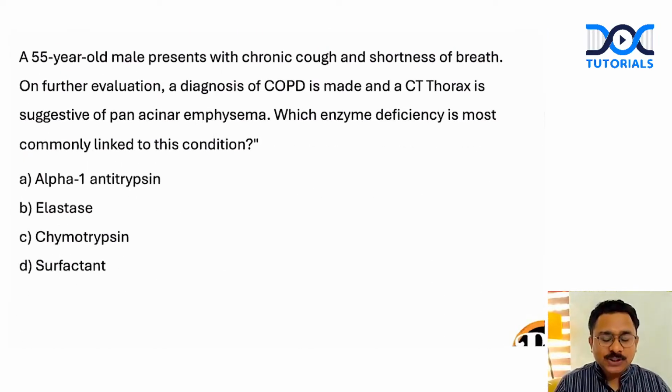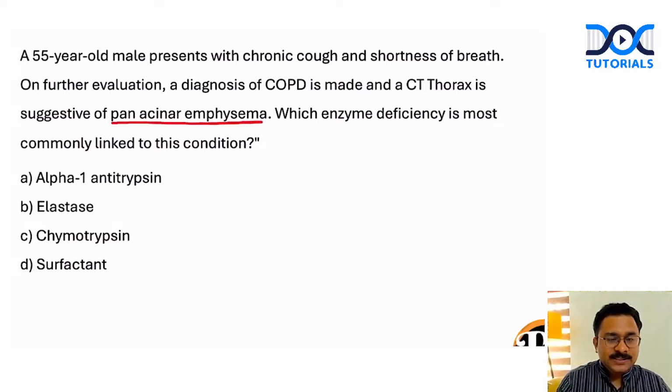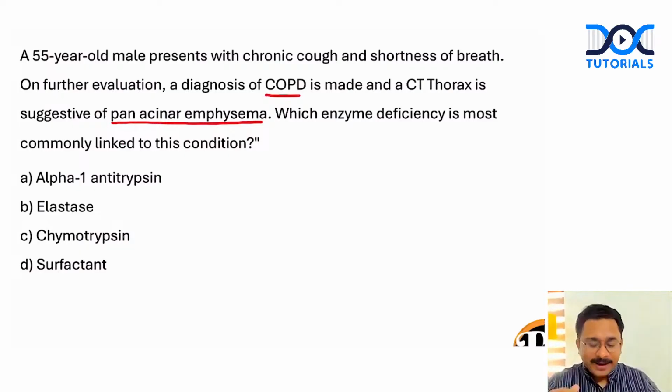A 55-year-old male presents with chronic cough and shortness of breath. On further evaluation, a diagnosis of chronic obstructive pulmonary disease is made and a CT thorax is suggestive of pan-acinar emphysema. What enzyme deficiency is most commonly linked to this condition? This is an MCQ which has been asked even before as well, mostly as a factual question.